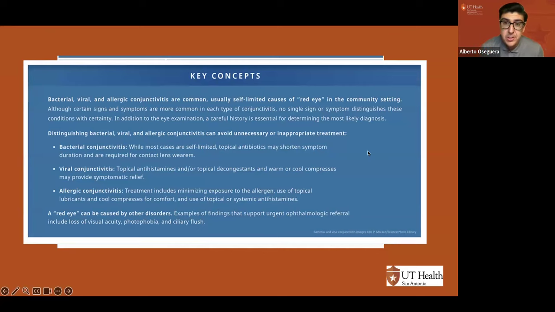Treatment will usually be with antibiotic. Again, the bacterial ones you can treat with antibiotic ointments. Trimethoprim, polymyxin B, you can do 1 to 2 drops for about 5 to 7 days. It should be fine. If they do wear contact lenses, I would avoid the Polytrim and do ofloxacin or ciprofloxacin just for the Pseudomonas type coverage. And again, that's only for contact lens wearers because they do have increased risk of Pseudomonas infection.